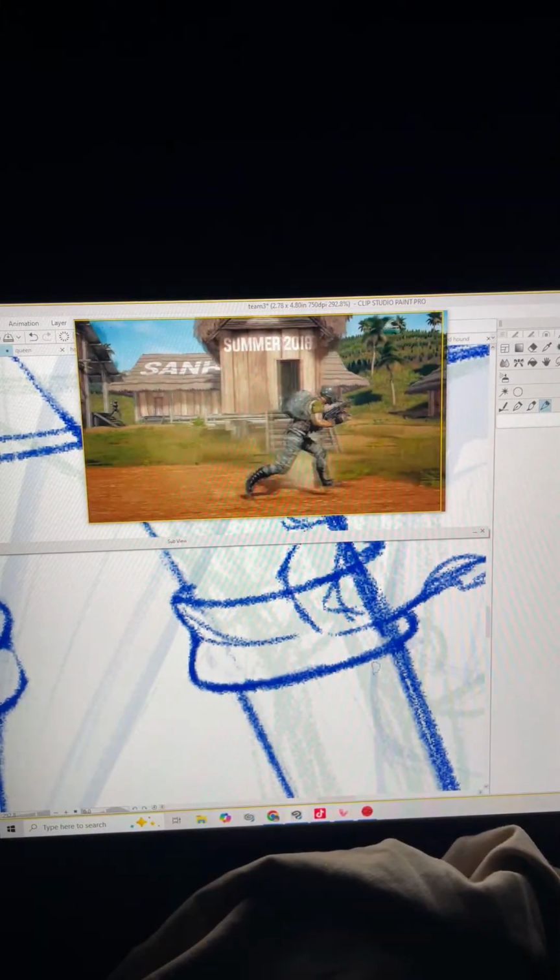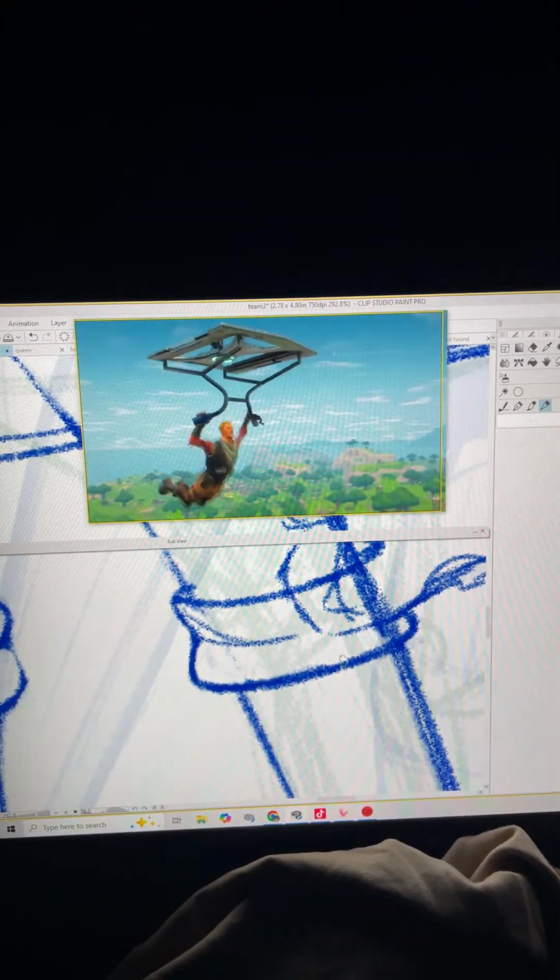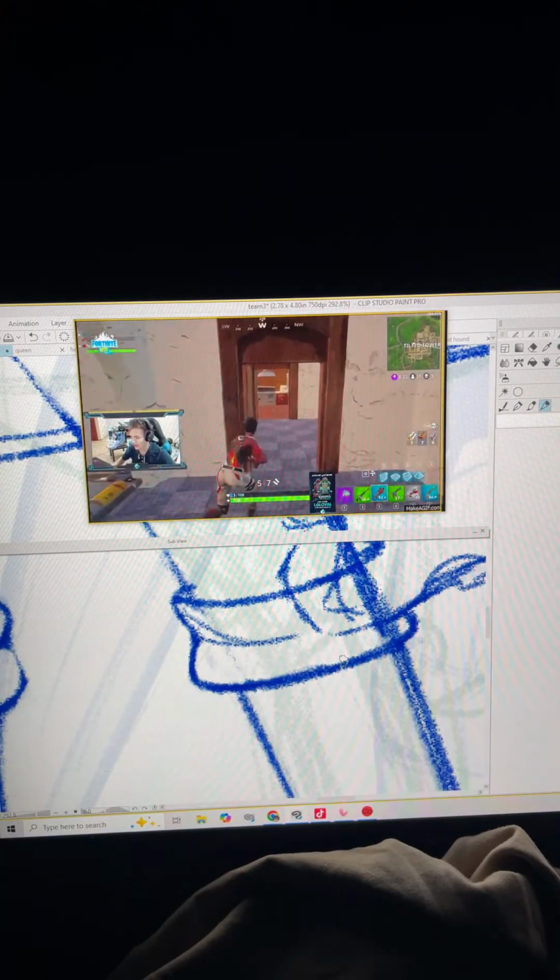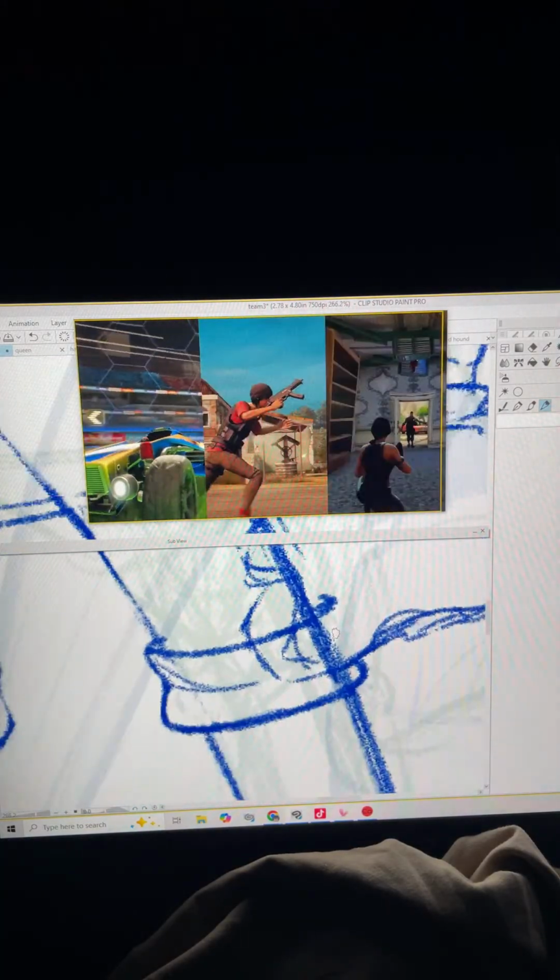PUBG started as a mod and became a global phenomenon. Fortnite switched to Battle Royale, ran on Unreal Engine 4, and kind of took over the world. These weren't just cool indie projects, they were massive hits. But here's the thing, they also worked.